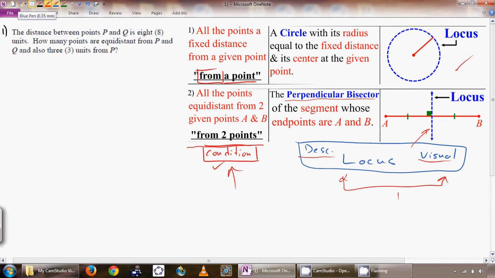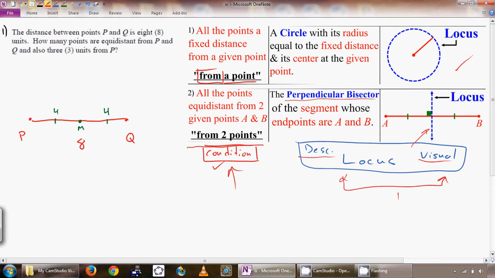So let's read the first problem. It says distance between points P and Q, okay, P and Q, they're capital letters, therefore they're points, and I'm going to draw that. That's 8 units, okay? So they're giving me some scale, so I'm going to find the middle, and I know from P to the middle I'll call M is 4, and from M to the end Q is 4.